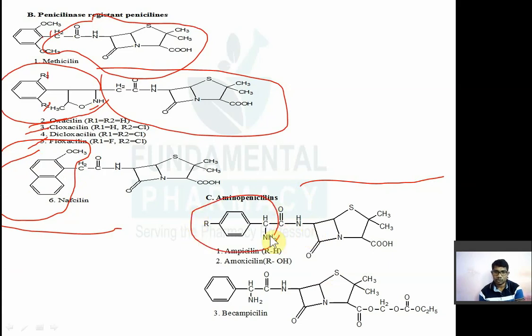Here there is an amino group on the alpha carbon atom. This one is known as the alpha carbon atom. So an amino group on the alpha carbon atom, this is ampicillin. Ampicillin has only hydrogen here. Amoxicillin has an OH group here only. The rest of the structure is the same. Bacampicillin and pivampicillin are both prodrugs of ampicillin, where the COOH group is esterified.